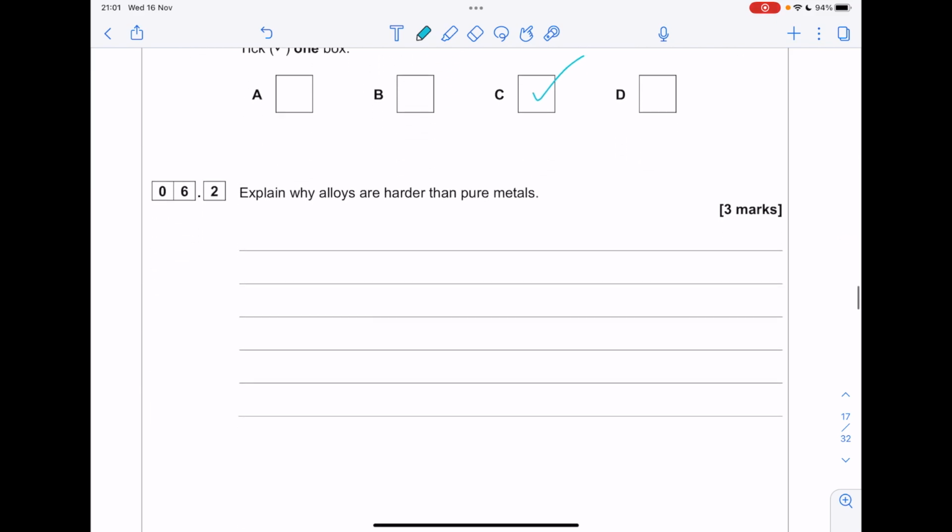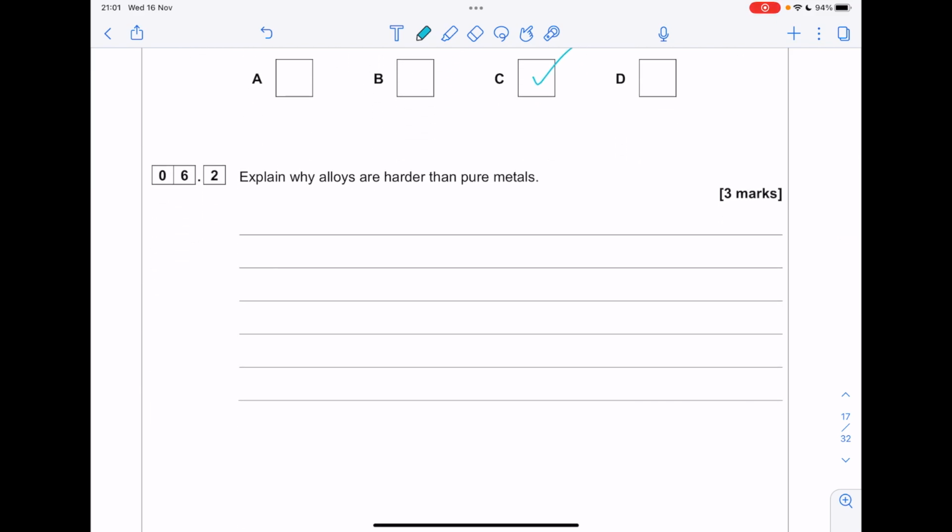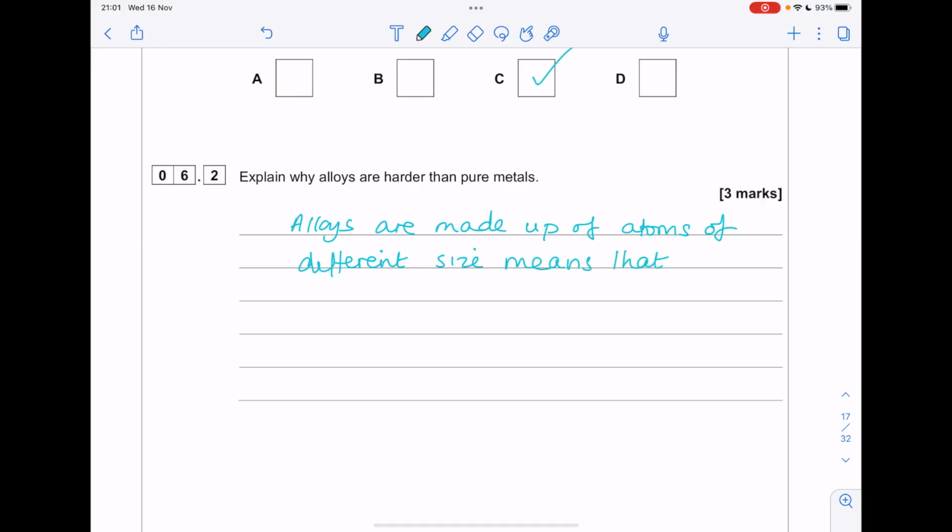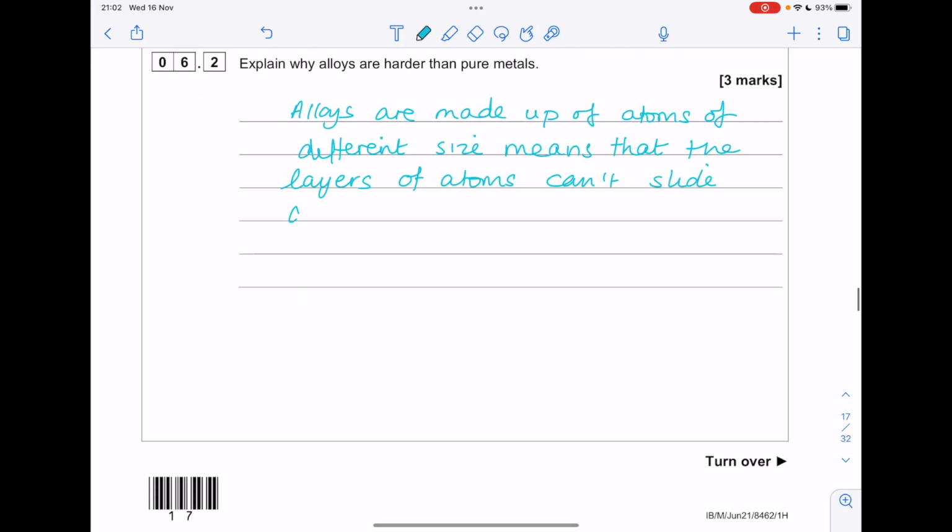We explain why alloys are harder than pure metals. Again, this answer needs rote learning. Alloys are made up of atoms of different sizes. And what that does is it means that the layers of atoms can't slide over each other as easily, because the layers have been distorted.